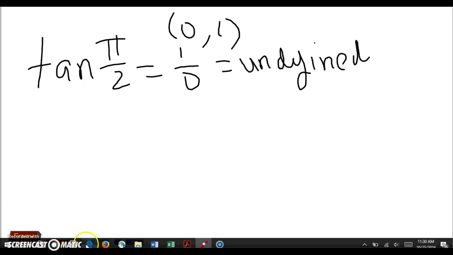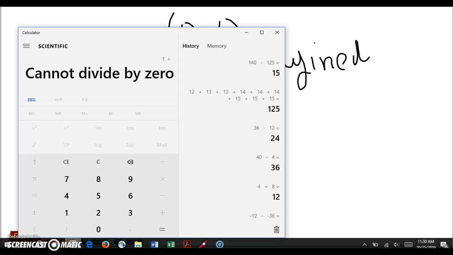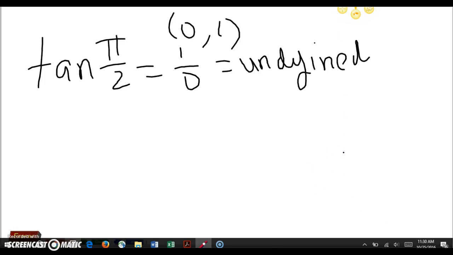Right? Can't divide by 0. So 1 divided by 0 is undefined. Right? That's what our calculator says.